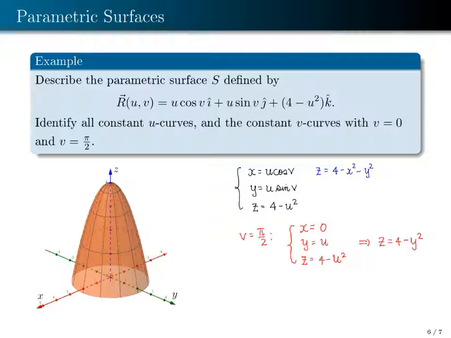The graph of the equation z equals 4 minus y squared with x equals 0 is the parabola z equals 4 minus y squared on the yz plane. Hence, the constant v curve with v equals pi over 2 is the parabola colored green on the left.